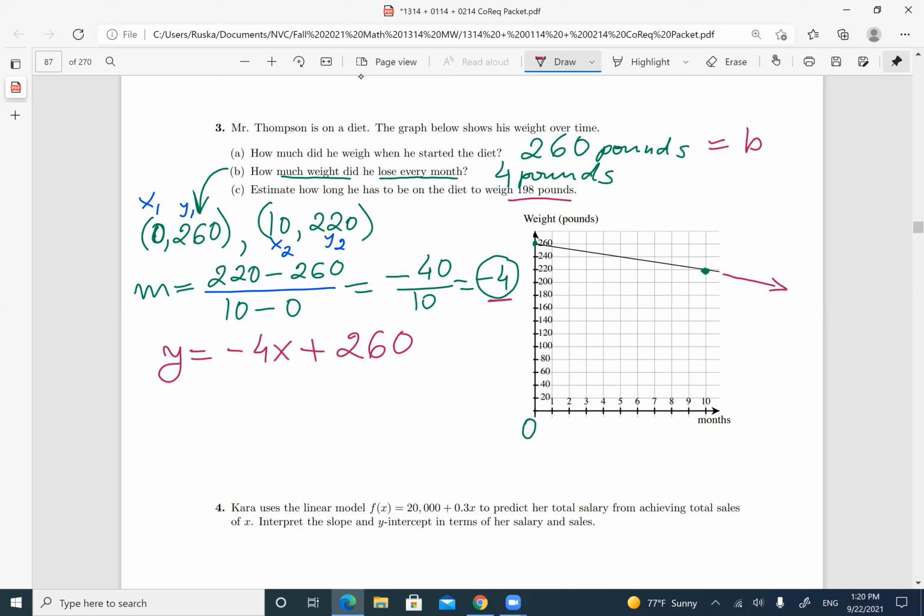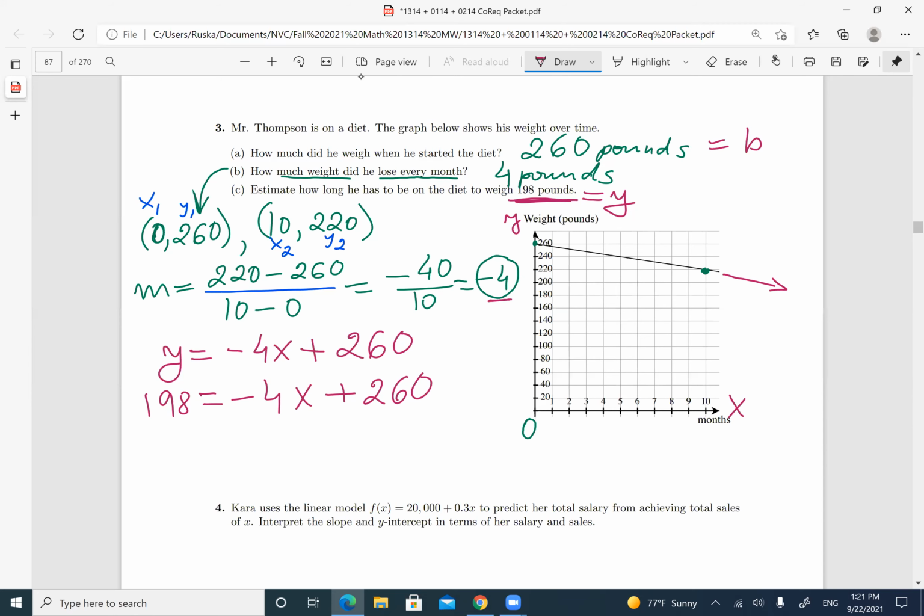What do you think it is? The pounds is what, x or y? It's y. Yes, the month is x, the pound is y. So this is x and this is y. The weight is y. So they give me 198 pounds. That means that's my y. So I'm going to put 198 here in the place of y. Negative 4x plus 260. And I need to find x. I need to find after how many months, right? So I'm going to solve this equation, and that's going to be the month when Mr.